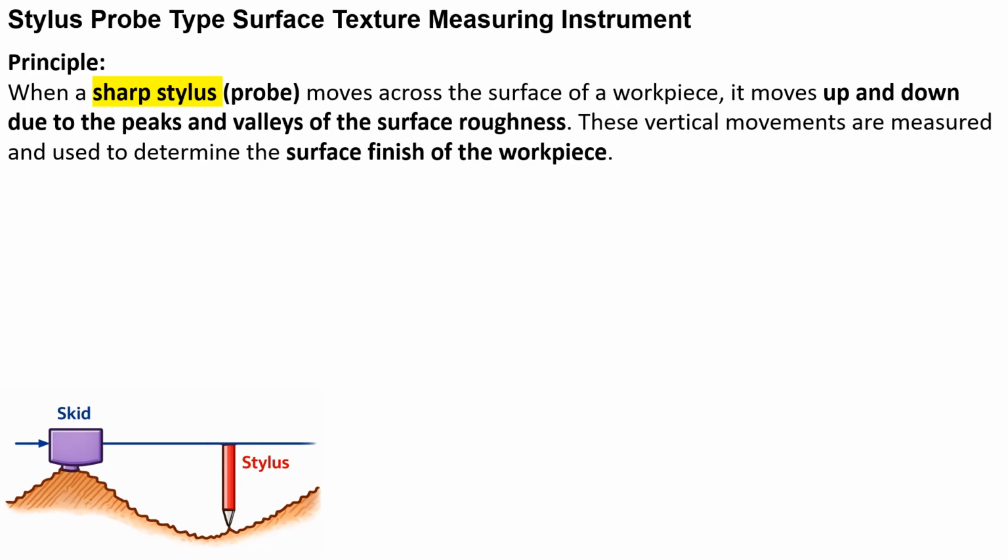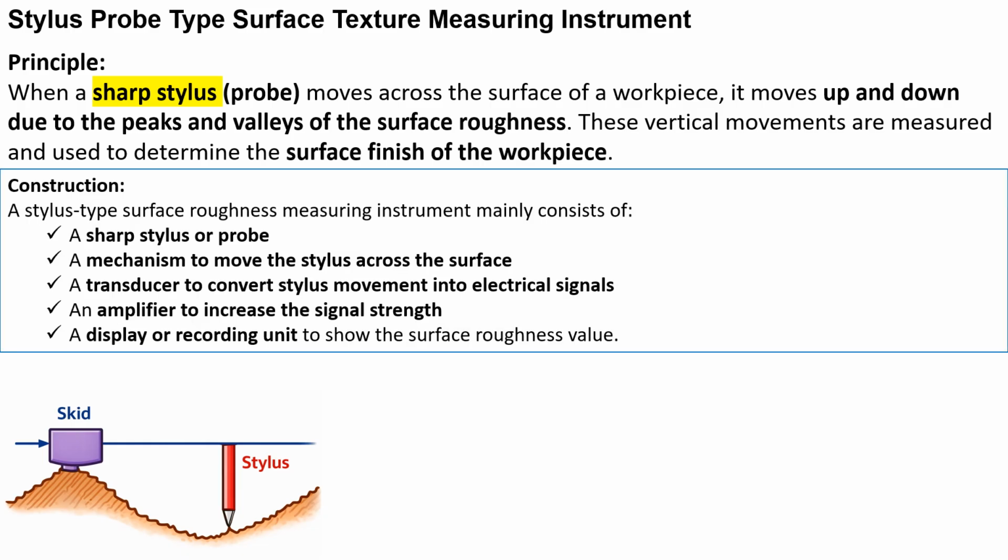When a sharp stylus moves across the surface of a workpiece, it moves up and down due to the peaks and valleys of the surface irregularities. These vertical movements are measured and used to determine the surface finish of the workpiece. So let's see the construction of this method. A sharp stylus or probe, and a mechanism to move the stylus across the surface, and a transducer to convert the stylus movement into electrical signals. It also consists of an amplifier to increase the signal strength, and a display or recording unit to show the surface roughness value.